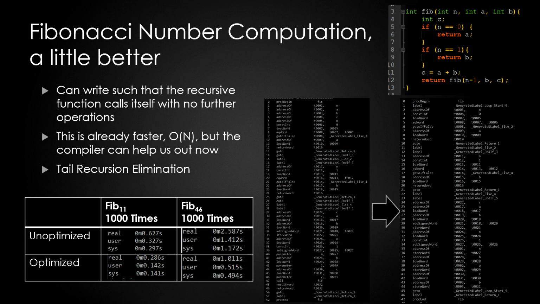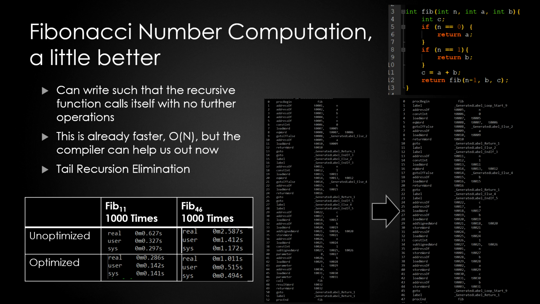We can eliminate the recursion altogether. So here, we're inserting this label and a goto, and all of our parameters are just being stashed into the appropriate variables for the function call, and it just loops around. Branching might be expensive, but calling a function is a lot more expensive. And you can see that here, we can calculate fib 46 1,000 times. It'll take 2.5 seconds unoptimized, but we can get it down to basically a second after optimizations. That's 2.5 times faster, which is pretty good.